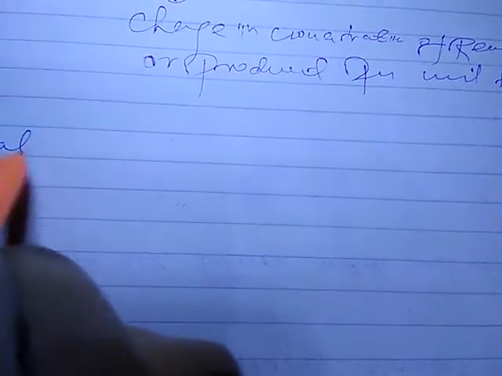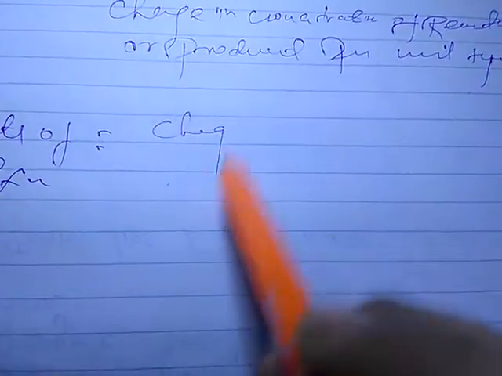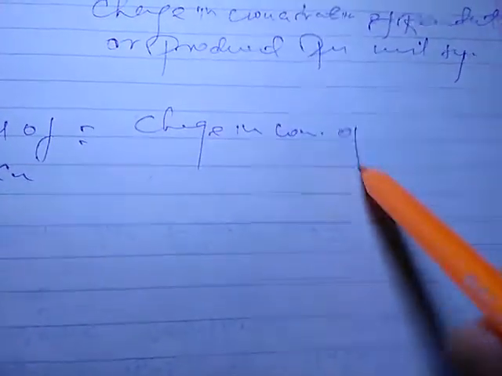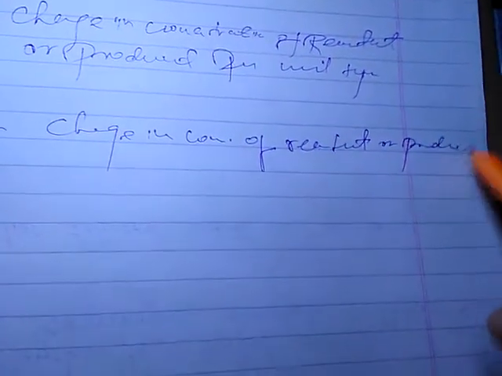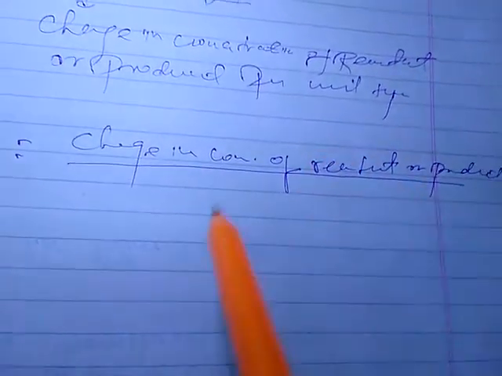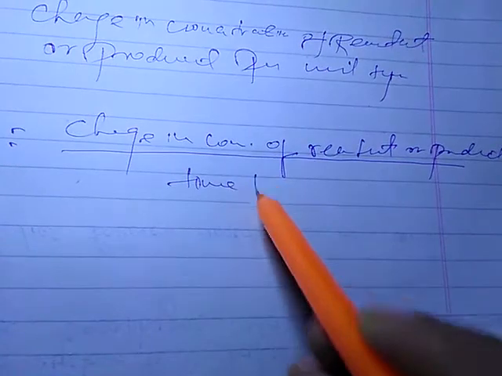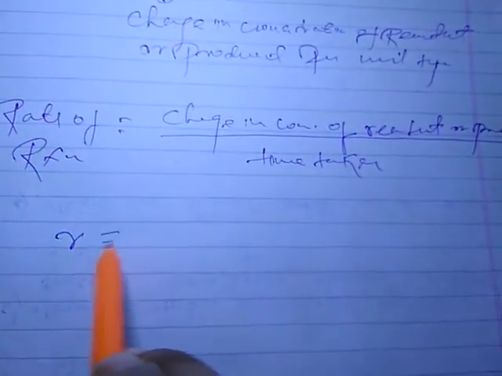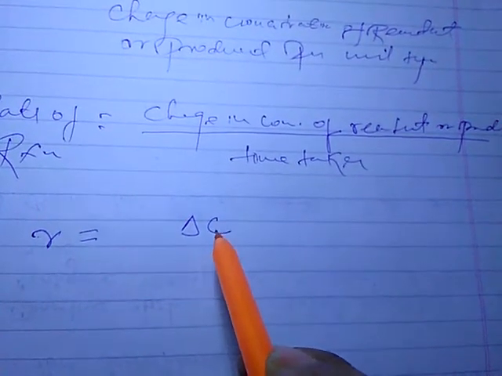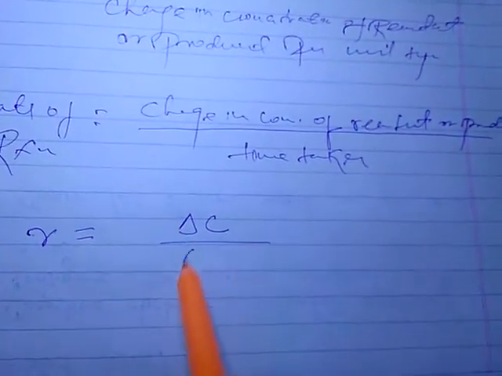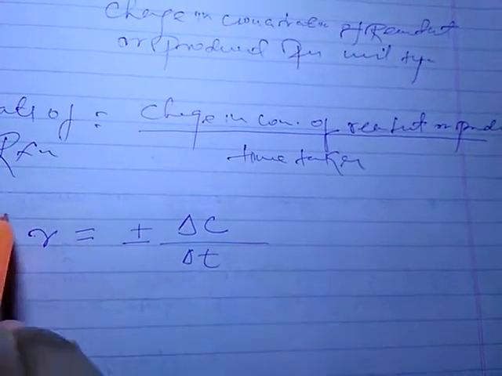So we can write it also in this manner. Rate of chemical reaction is equal to change in concentration of reactant or product by time taken for the change. This is the way we can write rate of chemical reaction. In symbolic form, R is equal to plus or minus delta C, change in concentration, which can be either of the reactant or of the product, by time taken.